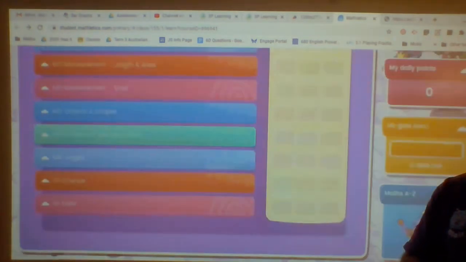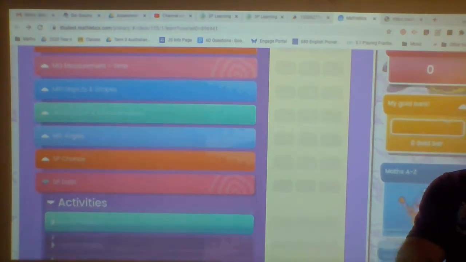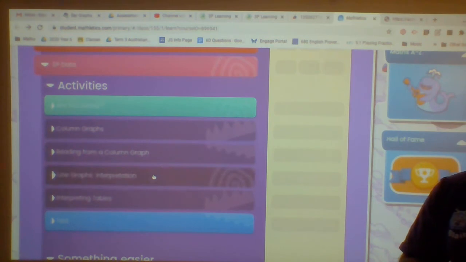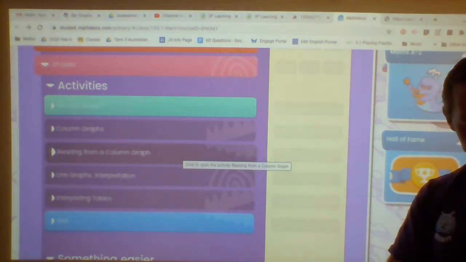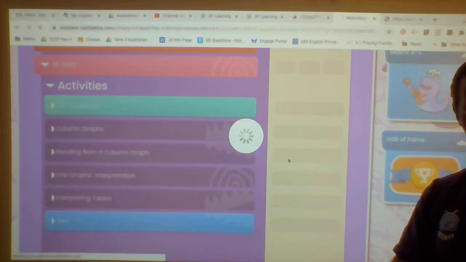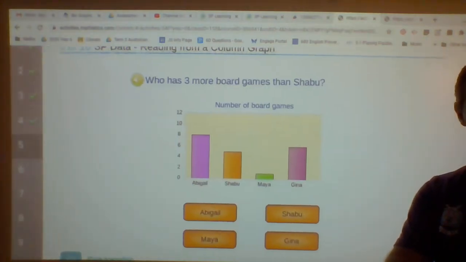Okay, so I go down to data, click on data. What I'm looking at is interpreting, here we go, reading from a column graph. So I'm going to interpret that column graph. So the next step, reading from a column graph.